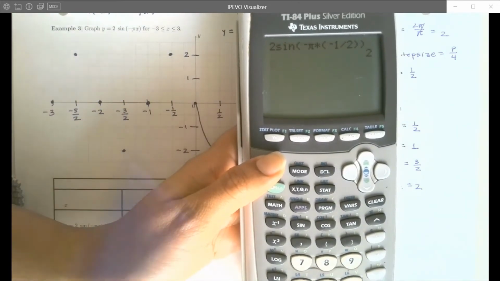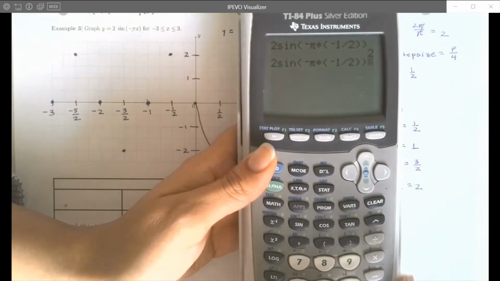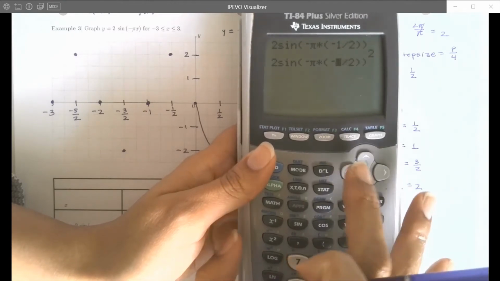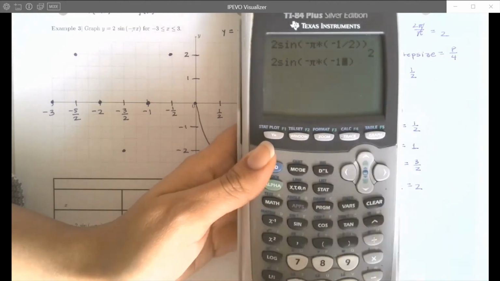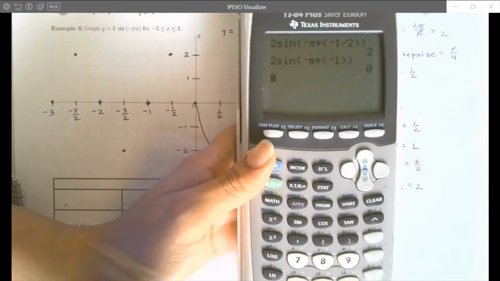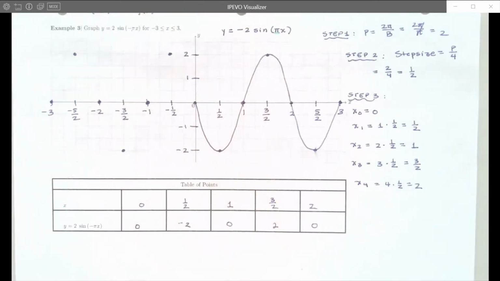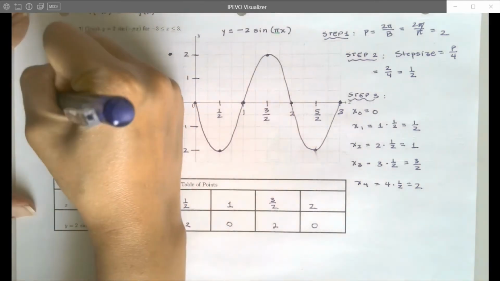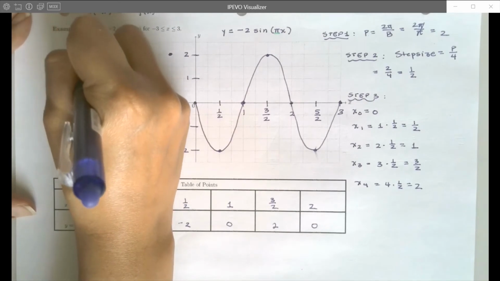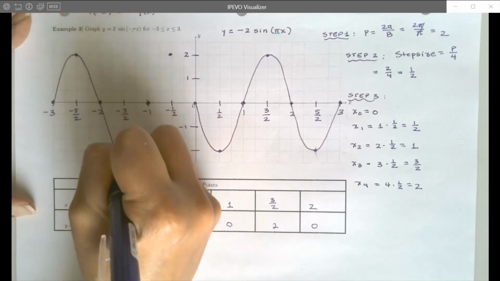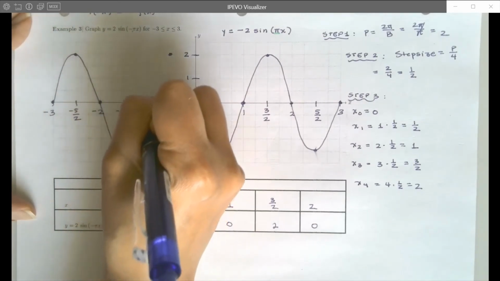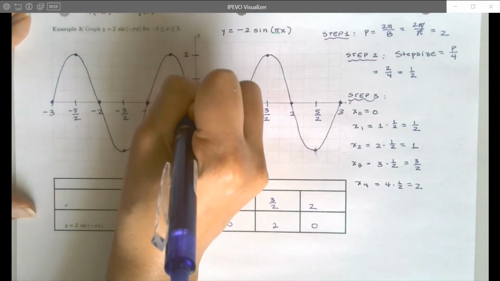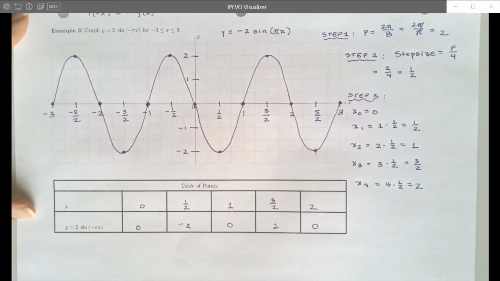Let's say that I want to verify the -1 now. Well, what I could do is simply delete the divided by 1/2, and we get the 0. Okay, so all those y values you can verify by plugging them into your equation. Once you are satisfied with that and convinced, you can start drawing the shape of the graph.